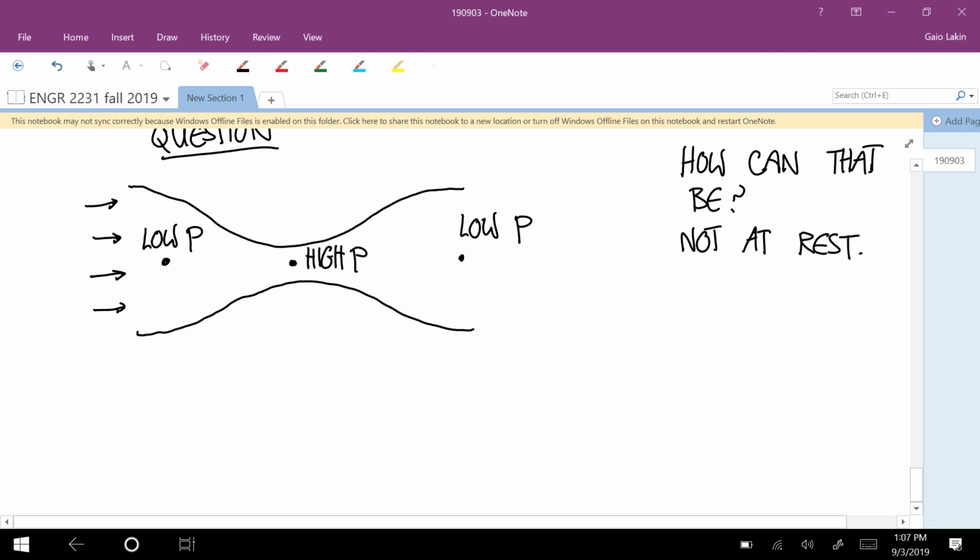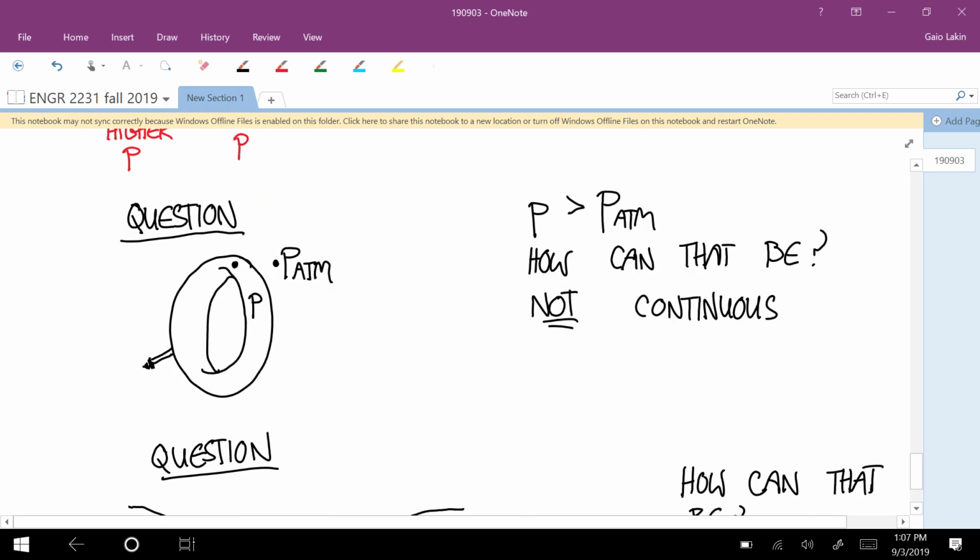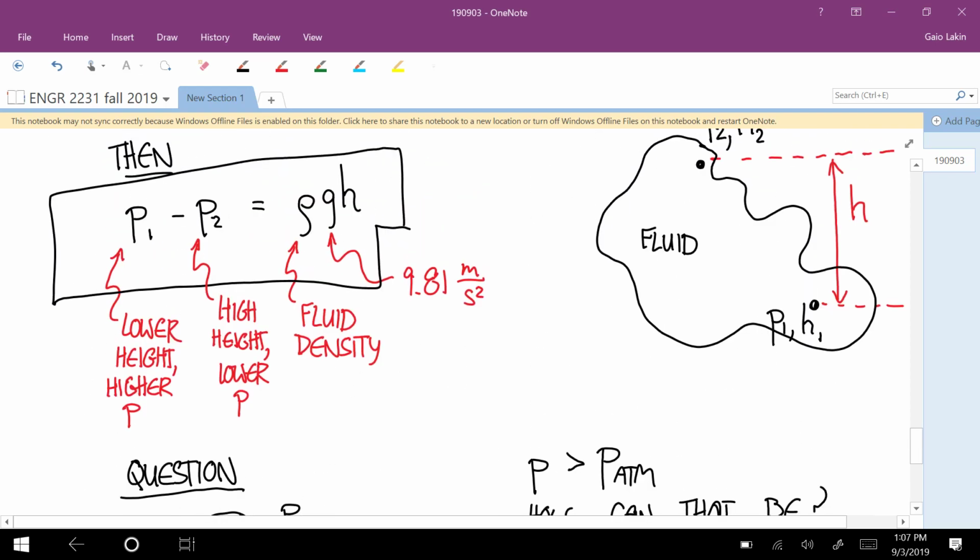So in order to use this pressure rule, you have to keep those two requirements in your head. There are things that just totally don't obey this law if you ignore the requirements for using this equation.